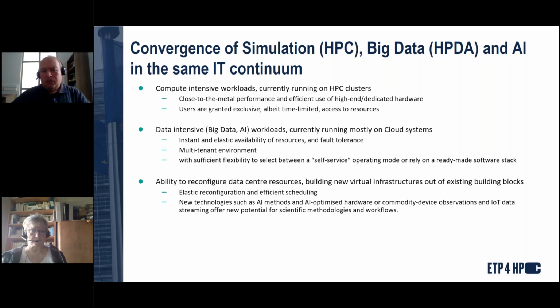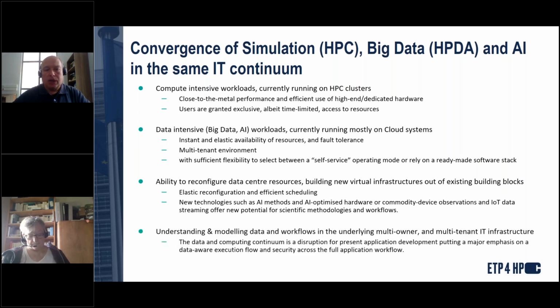New technologies around AI methods and AI optimized hardware, and also availability of data streams coming out of edge or IoT devices, offer new potential for scientific workflows. If these are tightly integrated in the workday of a user of the infrastructures, then this adds to the complexity of the infrastructure and the operations procedures.